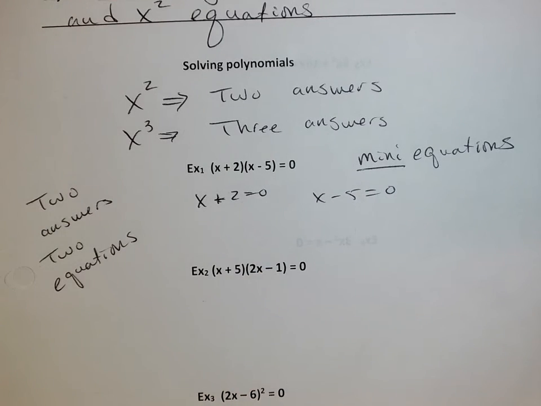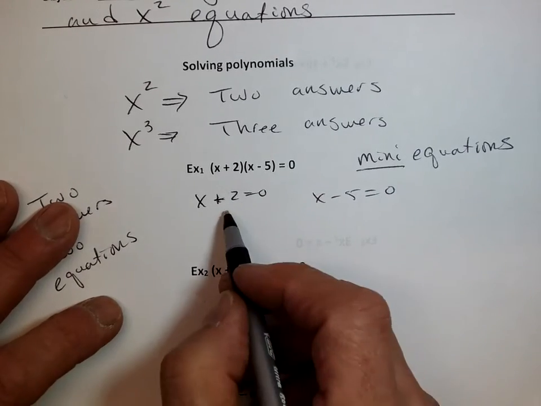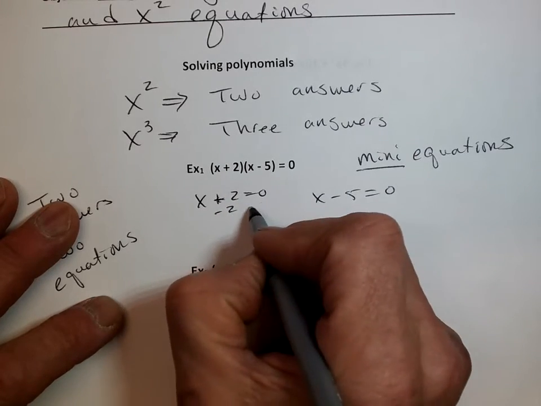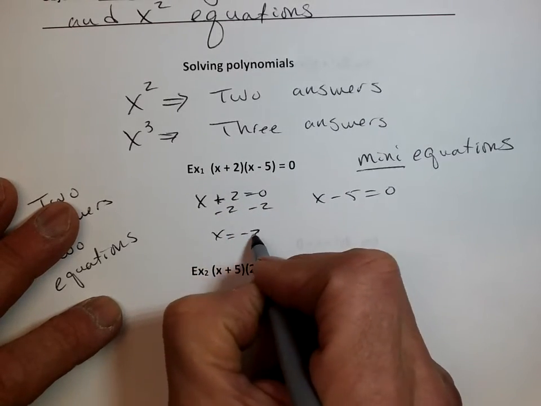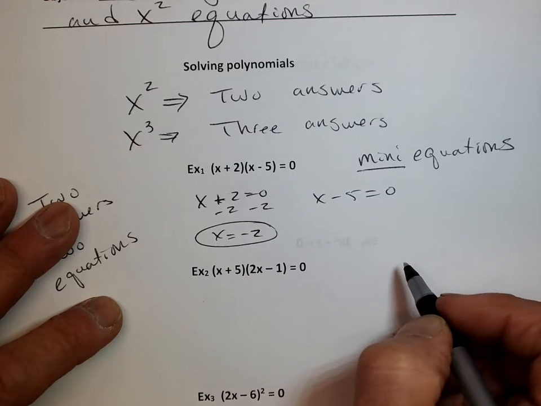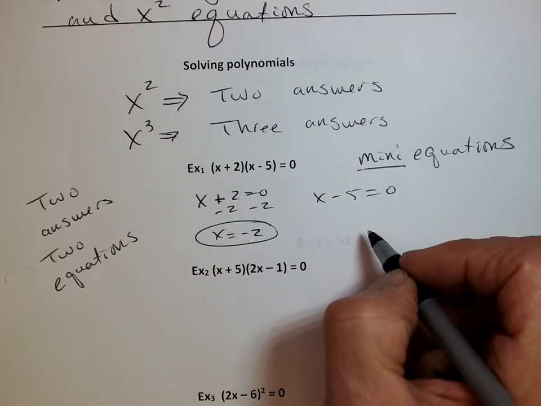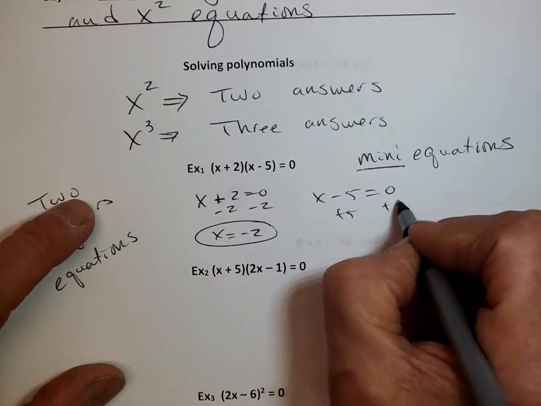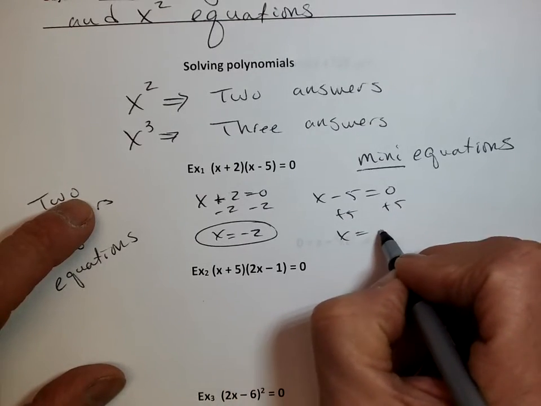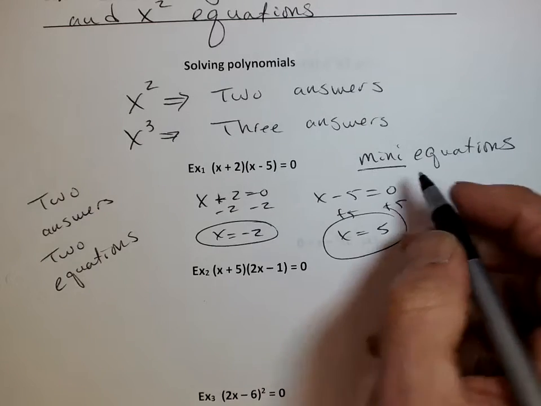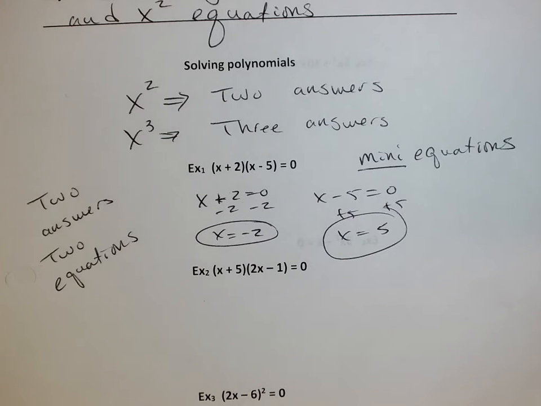There's my mini equations. Minus 2, minus 2, x equals negative 2. There's one answer. Plus 5, plus 5, x equals 5. Now, here's why it works, and it really will make sense to you. But is that the answer to the whole equation? You're way ahead. I like that you guys are so ahead, okay?